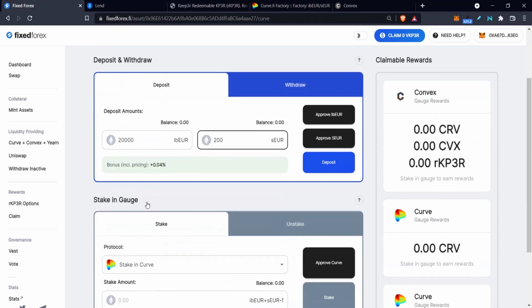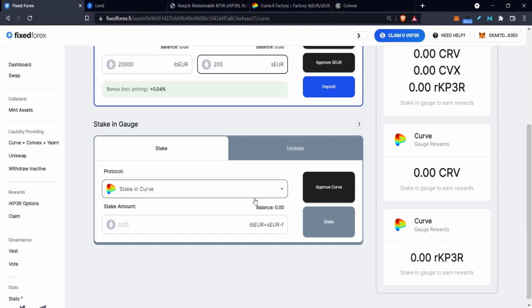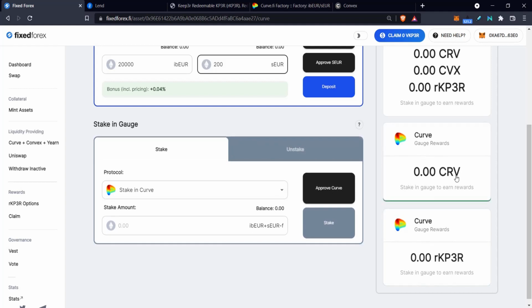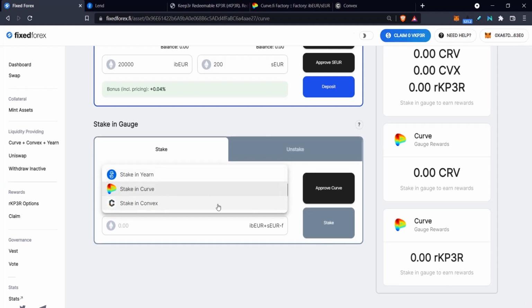Now, this is where you have a choice. Do I want to stake it in the Curve gauge? If I stake it in the Curve gauge, I'm going to get CRV rewards, and these are Keeper rewards. I'll talk about those later. Or I can stake it into Convex and get CRV, CVX, and rKeeper tokens.